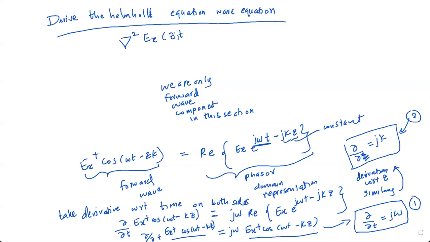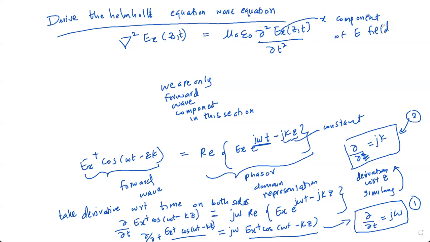So if we consider that the wave is propagating in free space, we can put mu naught epsilon naught, and we are also assuming that we are considering only the x component of the electric field, right? So this is the relationship shown by the x component of the electric field, and it is the wave equation for the electric field.